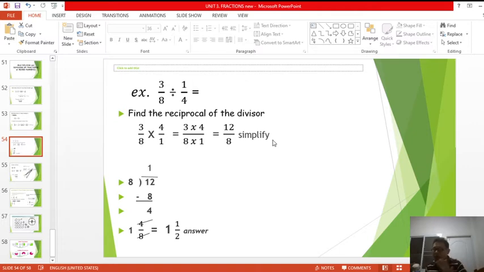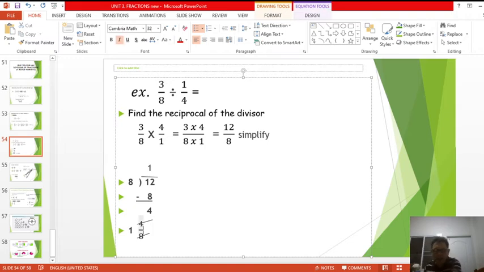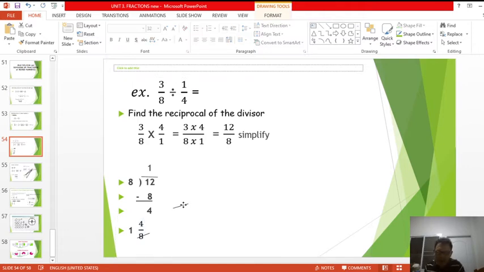I will show you how it differs if you use the HCF first. Now, if you divide this here, look at this, 12 divided by 8. So 12 divided by 8, we get 1, and 1 times 8 is 8. 12 minus 8 is 4. Most of my students, and I have quite a number of students, always make a mistake. They end up with this as their final answer, which is not really the final answer.